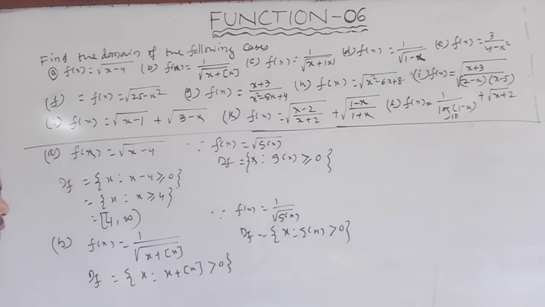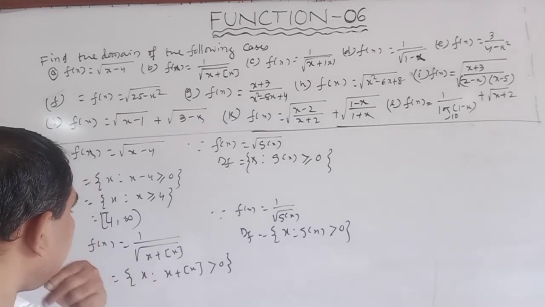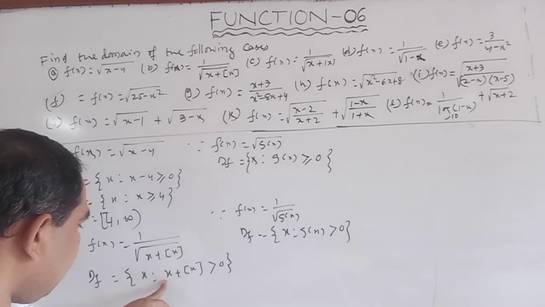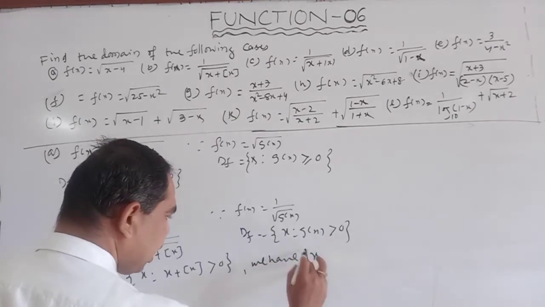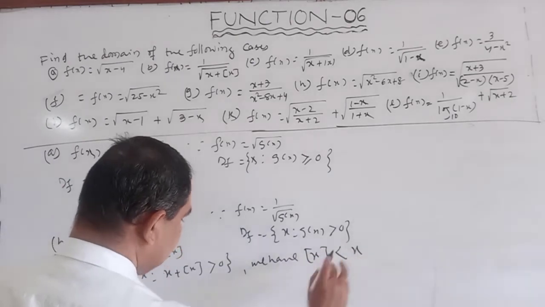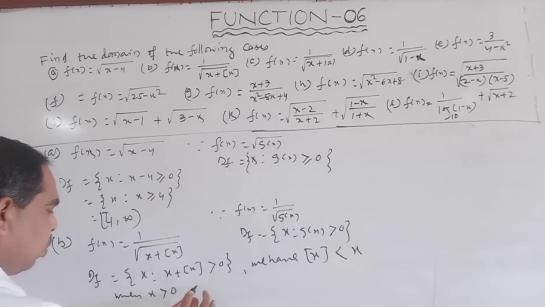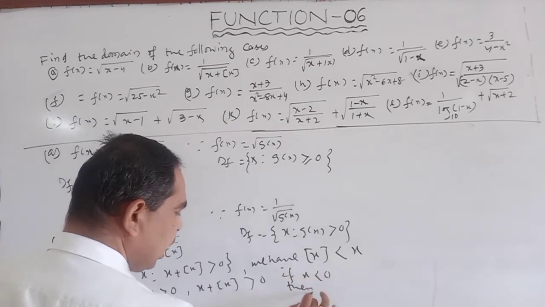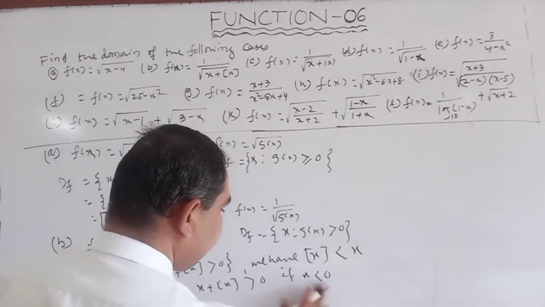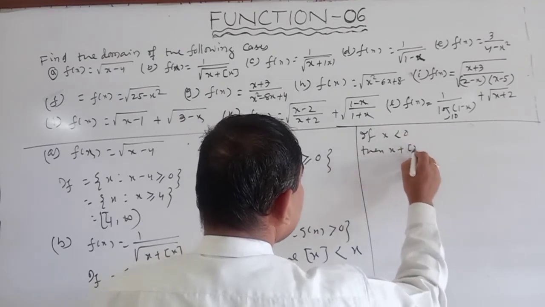Now x plus square bracket x greater than 0 means x is always positive. When x is greater than 0, then x plus square bracket x is greater than 0. If x is less than 0, then x plus square bracket x is less than 0.